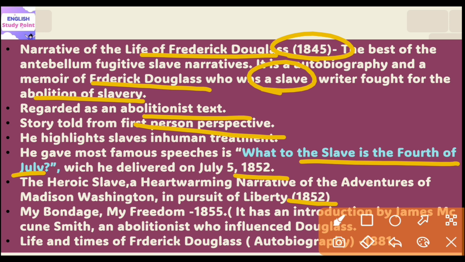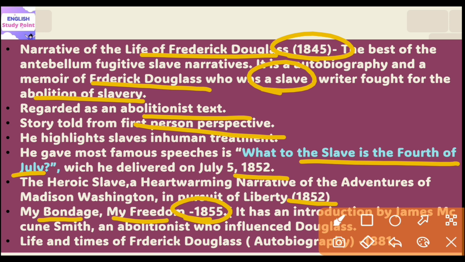Another work titled My Bondage, My Freedom was published in the year 1855. This work gives a detailed description of his transition from bondage to freedom, and also informs readers about the stories of cruelty from his own experience as a slave. In this work, he tries to attack Northern racism, and it has an introduction by James McCune Smith, who is considered an abolitionist who influenced Douglass during his lifetime.